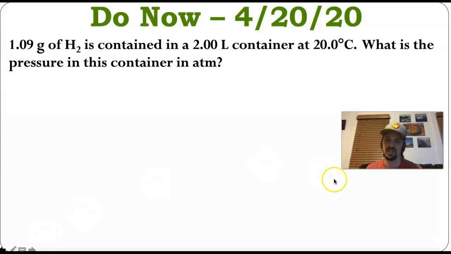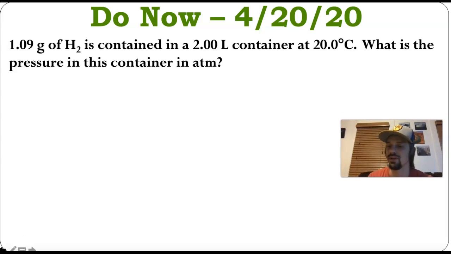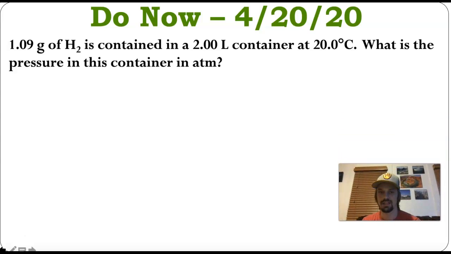We're going to start this video with a warm-up from last week's gas law, the ideal gas law. So I'm going to take a minute and see what you remember. I'll read through it, give you a hint, and then you can pause the video and try to answer the question. 1.09 grams of hydrogen is contained in a 2-liter container at 20 degrees Celsius. What is the pressure in this container in ATMs?